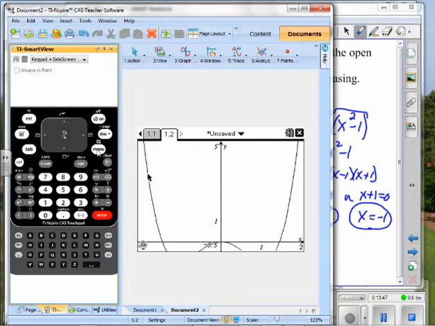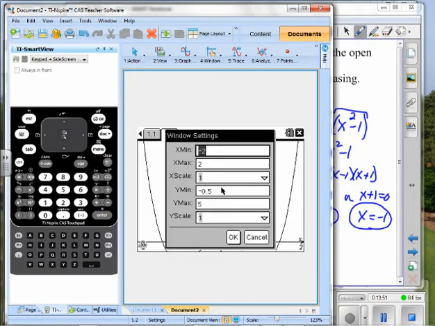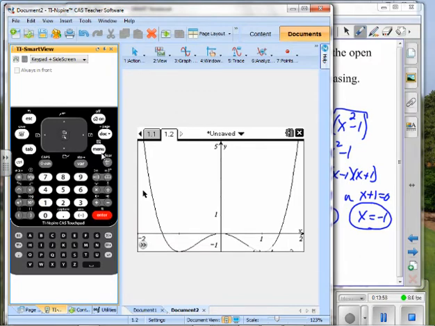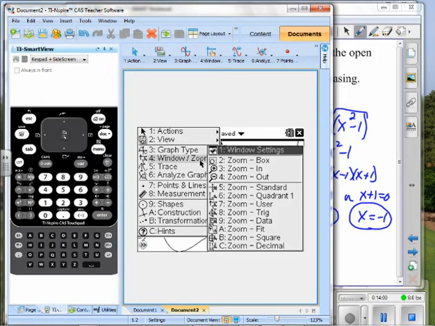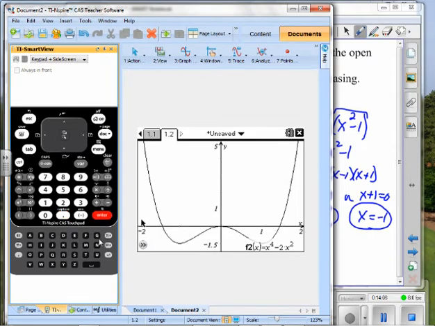Oops, I guess that's wrong, didn't I? So let's do something else. We'll just make this one negative 1. That's too, I'm going to do one more adjustment. You guys can follow my lead if you want. Negative 1.5. There we go.